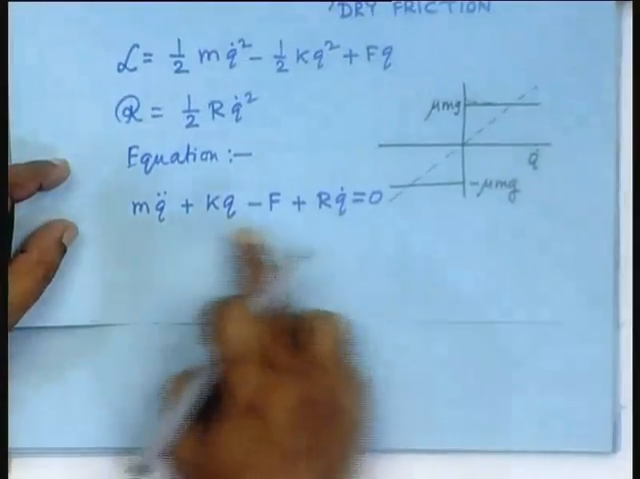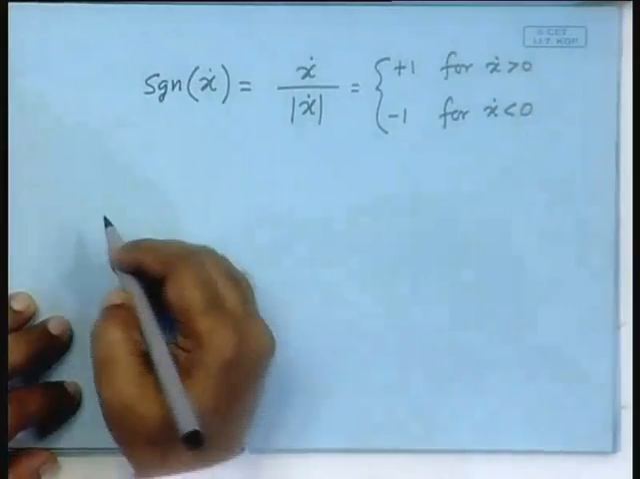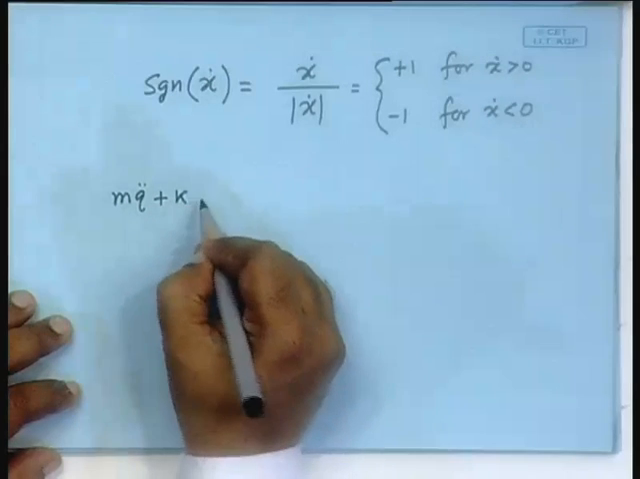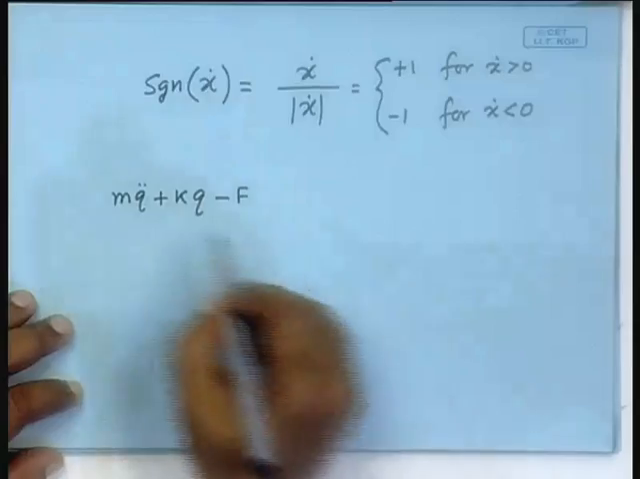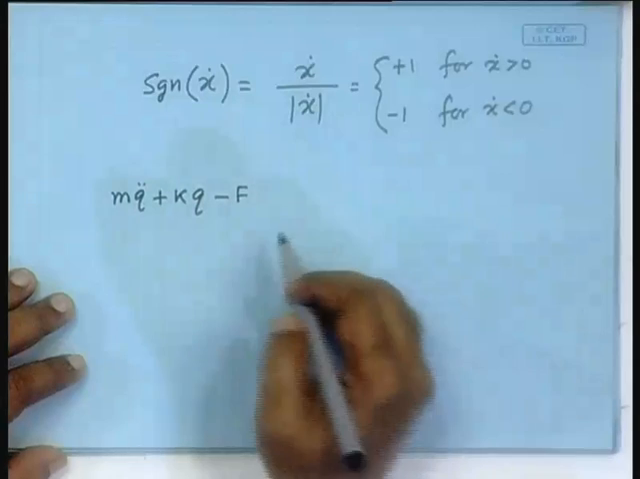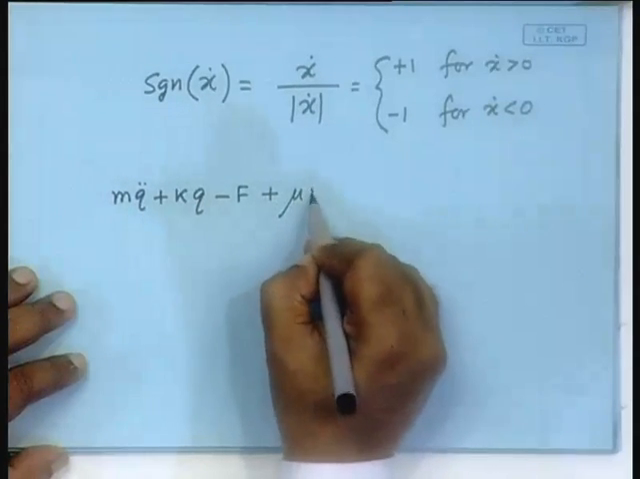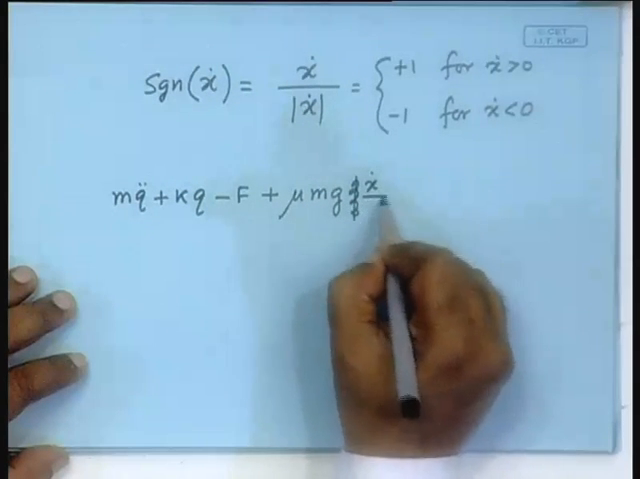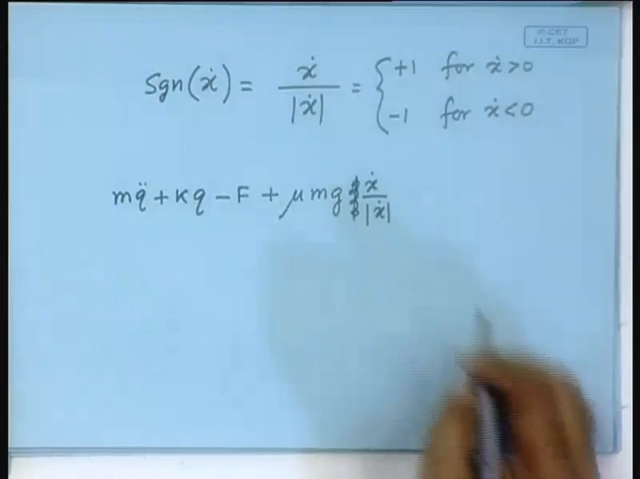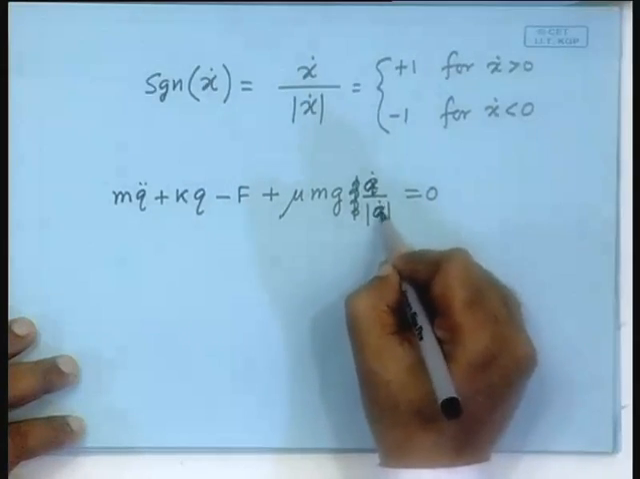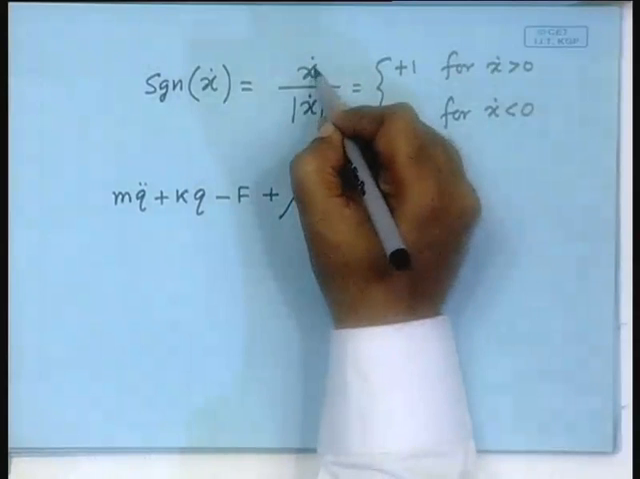So, in terms of that, we can write the equation that we had derived as m q double dot plus k q minus F, all that remains the same, but now r times q dot has to be substituted by plus mu m g, the magnitude, times q dot by the magnitude of q dot. Oh sorry, q dot and q dot, yes. So, this would be q.